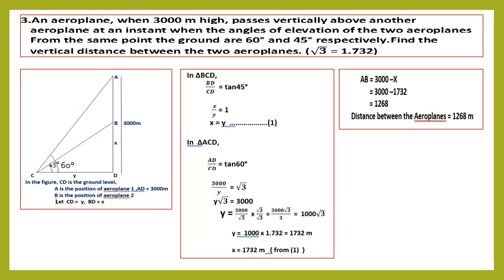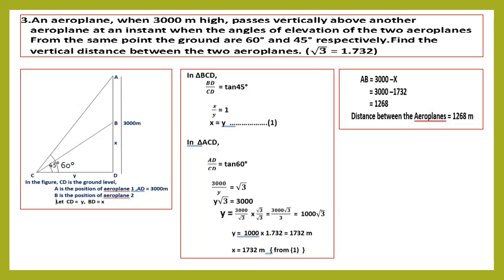Now in triangle BCD, BD by CD is equal to tan 45°, opposite by adjacent. BD is X and CD is Y. Therefore, X by Y is equal to 1. Therefore, X is equal to Y, that is equation number 1.